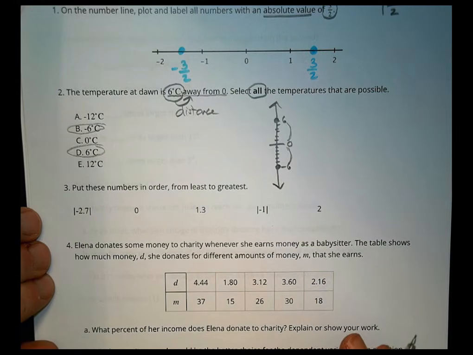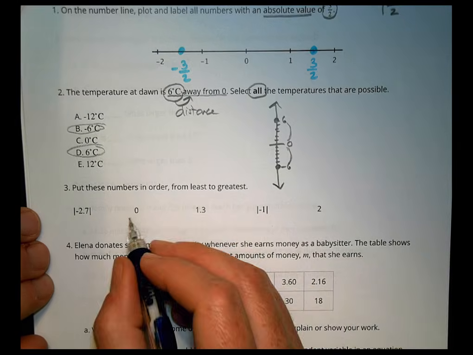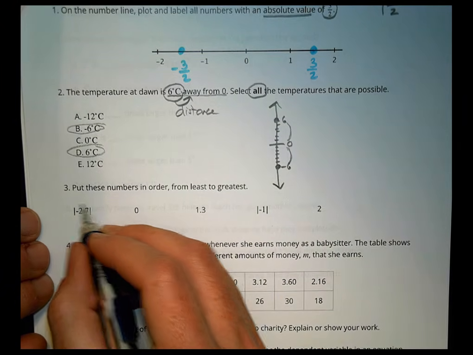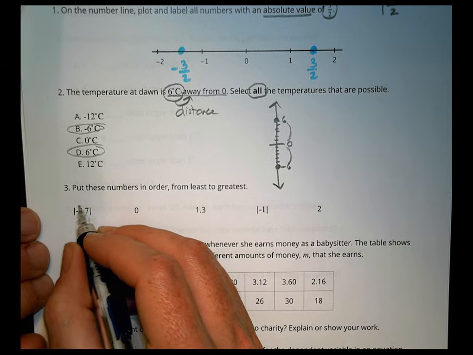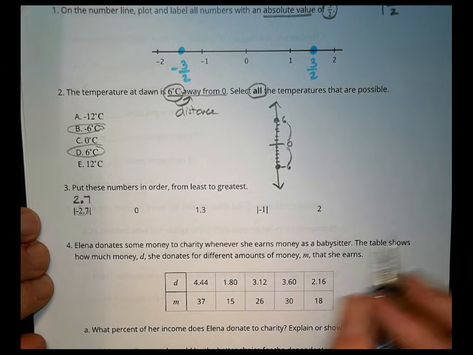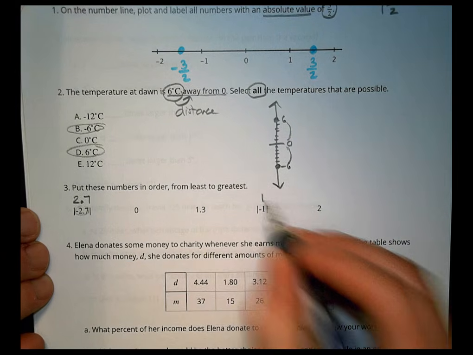Number 3, put these numbers in order from least to greatest. Okay, so we have a 0, keep it there. These ones we keep the same. Now the absolute value, the distance from this point, -2.7 to 0, ends up being 2.7. The distance of -1 to 0, it ends up being 1.